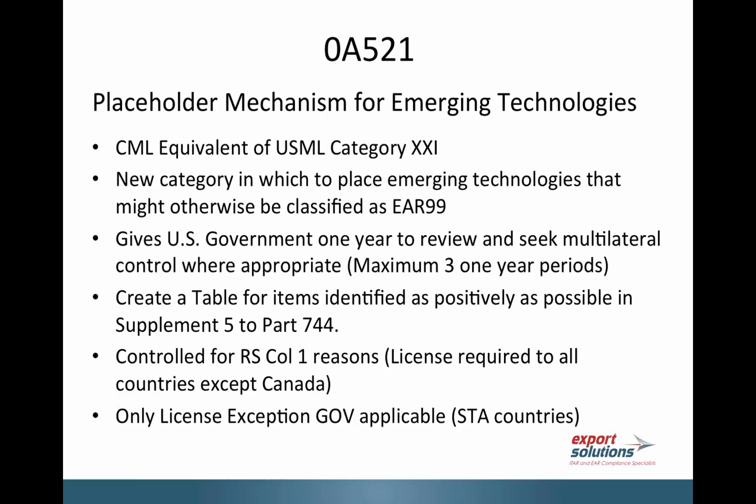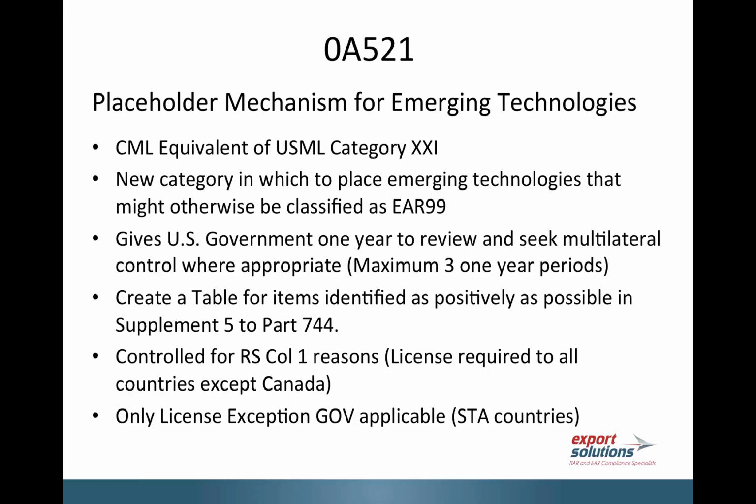It gives the U.S. government 1 year to review and seek multilateral control where appropriate. So they'll put it in that category until they figure out where else to put it. They may amend or append another category and say, okay, your 0A521 item is now in your 9x510 or something like that.